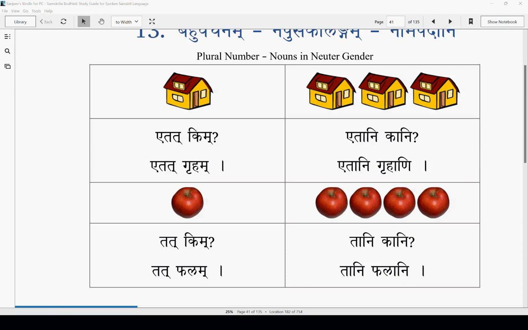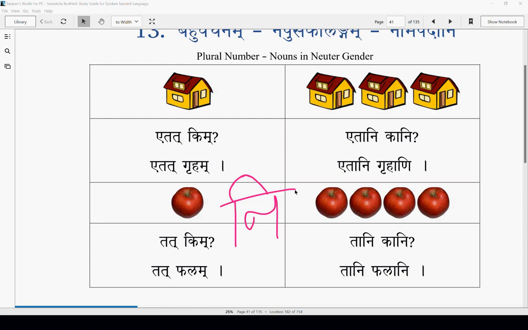Netrani, Jalani, Netrani, Pustakani, and what are the other ones? Pushpam, Pushpani. There is no ra there, there is a sha there, that's why it's changing. Pushpani. And then Parnam, Parnani. Patram, Patrani. Varnani.